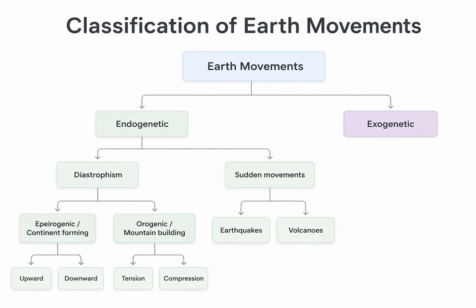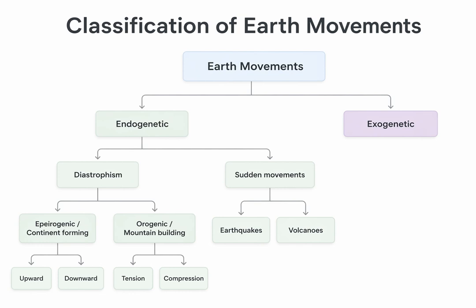To keep all of this organized, geologists classify Earth movements using a specific hierarchy. Earth movements broadly split into endogenetic, from within, and exogenetic, from the outside. Looking just at the endogenetic side, we divide these into two categories based on time: diastrophism, which are slow, gradual movements, and sudden movements, which happen violently and quickly.